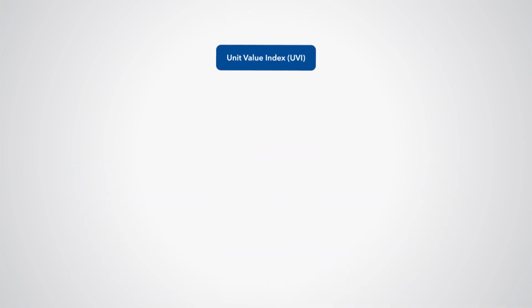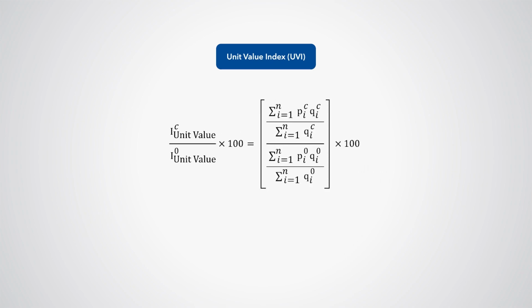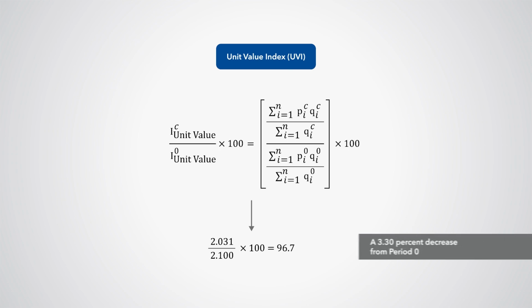The unit value index is calculated as the total unit value in period C divided by the total unit value in period 0 multiplied by 100. As shown here, the value of the UVI in period C is 96.7. So, the UVI shows a decline of 3.3% between period 0 and period C. The overall revenue per unit of constant quality output that is exported has fallen.